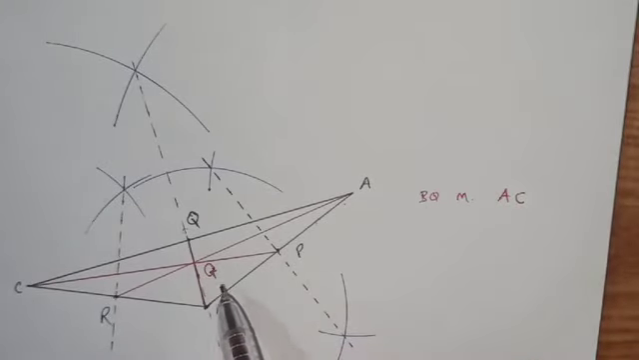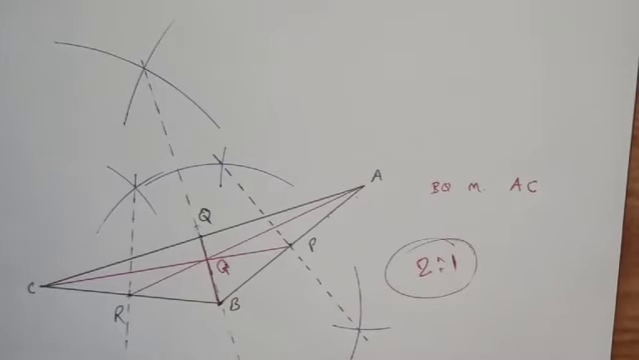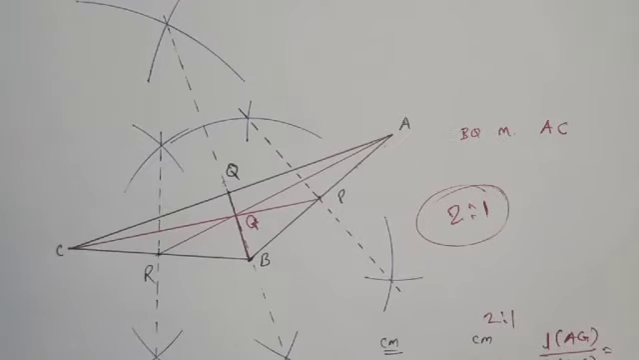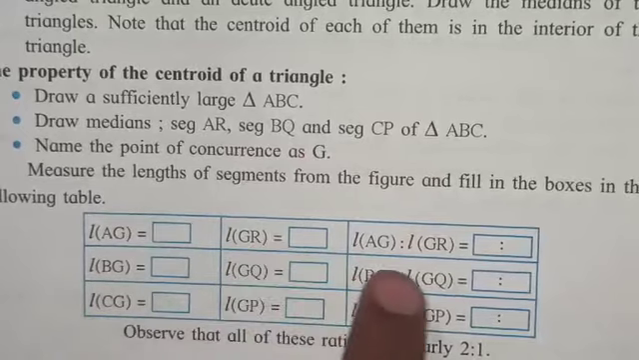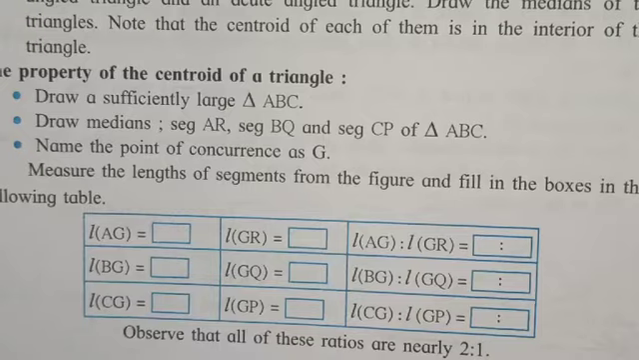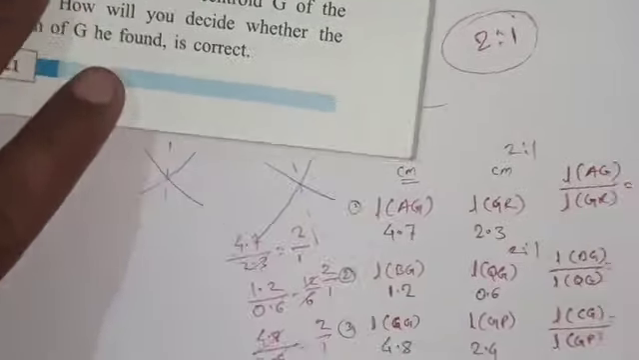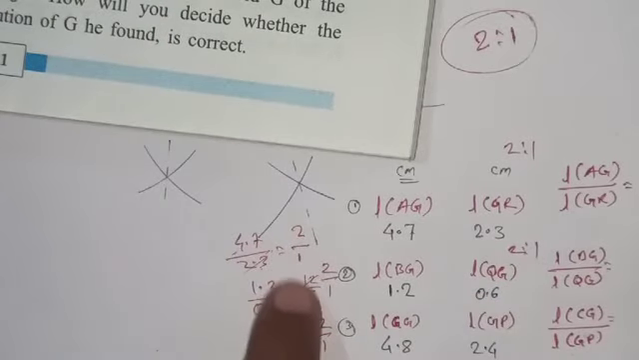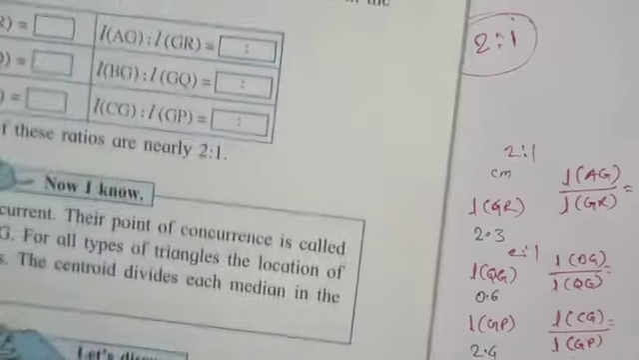This ratio formed by the median is always near about 2 is to 1. Okay, so this is the property of the median. So you have to draw a triangle, draw the medians, and measure the sides, and write this in your notebook or textbook. If you find out, you can see that the ratio is 2 is to 1. Okay, so this was the median.